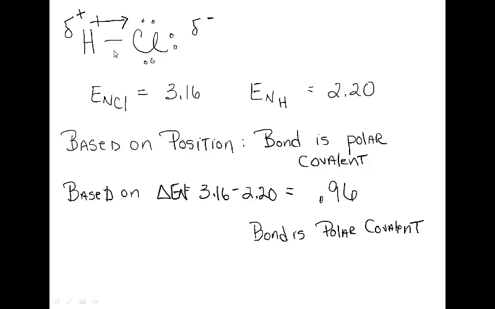The second method of determining the difference in electronegativity is actually calculating the difference in the electronegativities. You can only do this if it's given to you. You can't memorize all the electronegativities on the periodic table. That would be a nightmare. So the difference in electronegativity between the chlorine and the hydrogen is 0.96, and based on the chart previously given, that's still going to be a polar covalent bond. So that's one example.